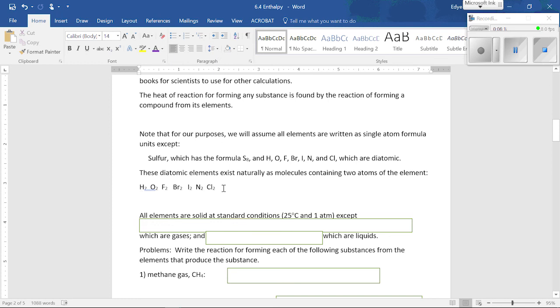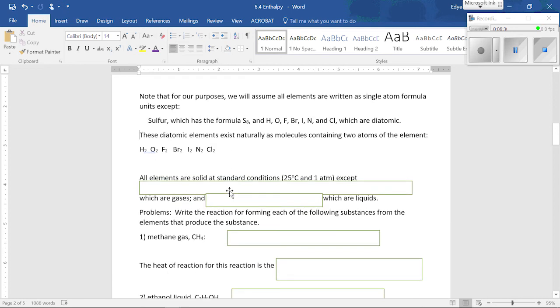Note, when these are ions, they are not diatomic. This is just when these elements are by themselves in their pure form as molecules. No charge, they are diatomic. Okay.